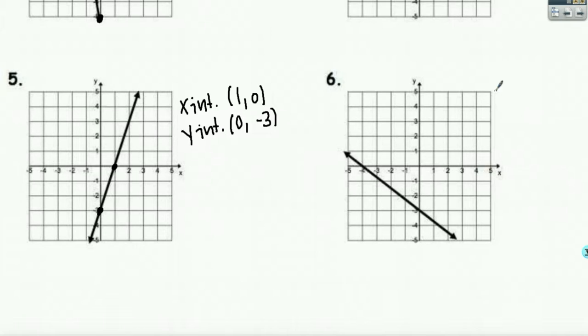And the last one on this page, number 6, to find our x-intercept, our x-intercept will be at -4, so we'll write that as -4, 0. And our y-intercept will be at -3, so we'll write that as 0, -3.